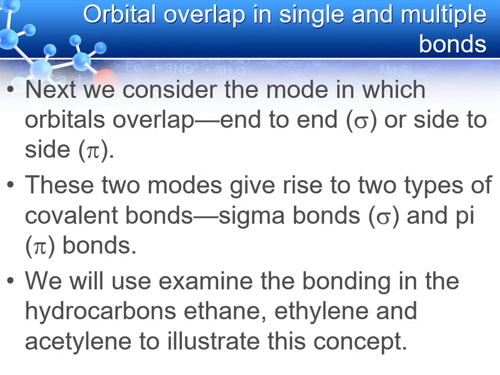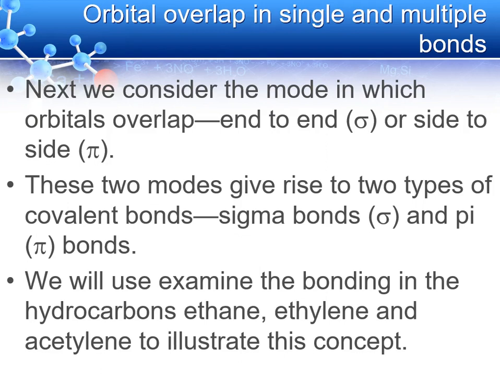Okay, so we're going to finish by looking at orbital overlap in single and multiple bonds, because you're going to go on to organic chemistry after you finish general chemistry, and this is going to be really important. I was trying to emphasize the sigma bonds, which are end-to-end overlap. All the bonds I just showed you in those compounds are single sigma bonds that resulted from end-to-end orbital overlap. Now I want to show you bonds that result from side-to-side overlap, and those are called pi bonds.